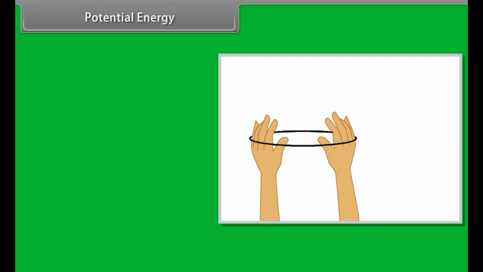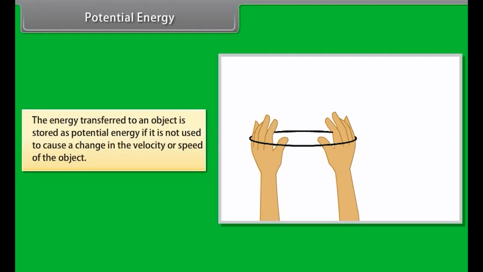What do you see? The band will tend to regain its original length. This means that the band had acquired energy in its stretched position. Do you know how it acquired energy when stretched? Here the energy gets stored due to the work done on the object.